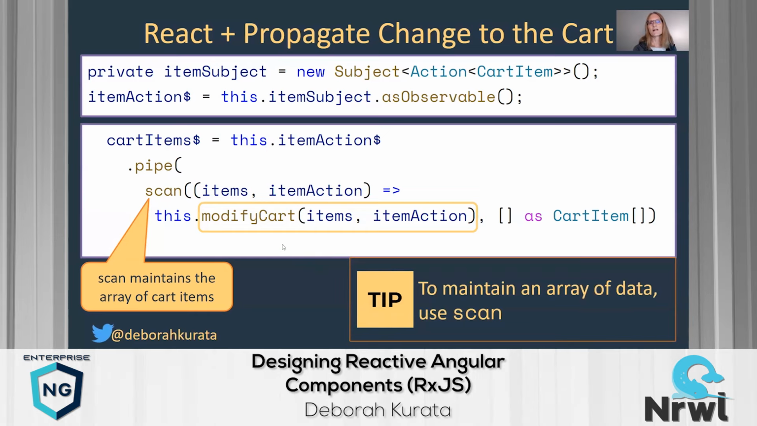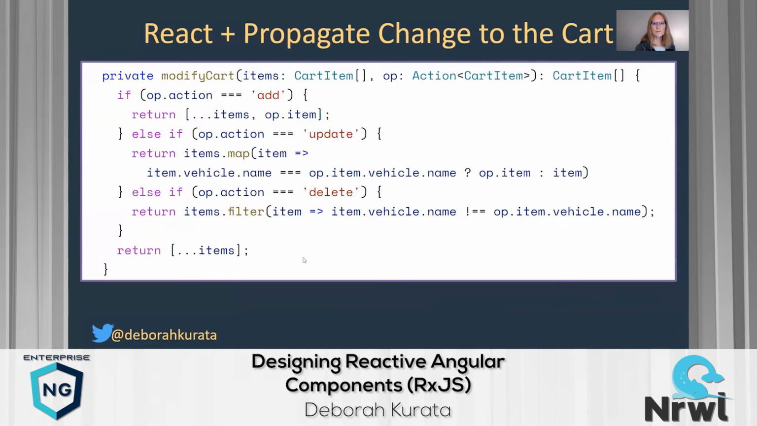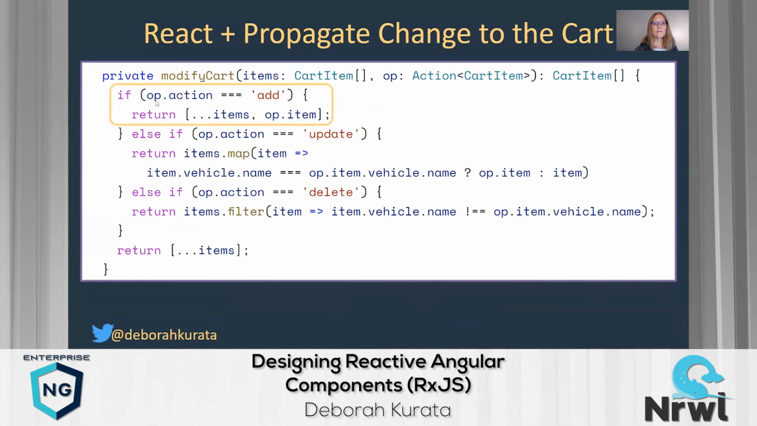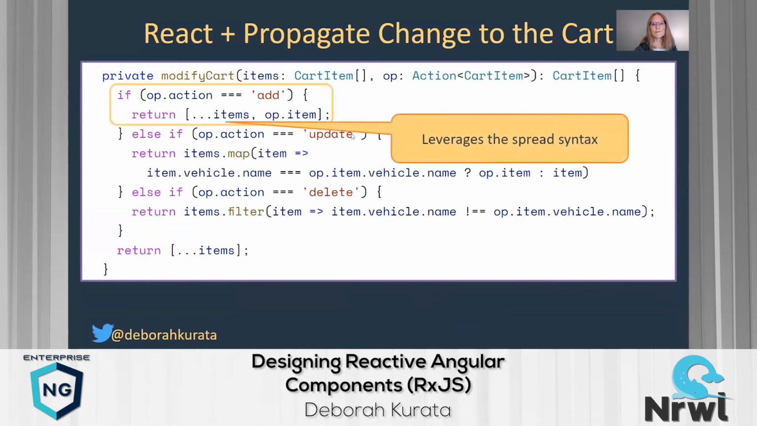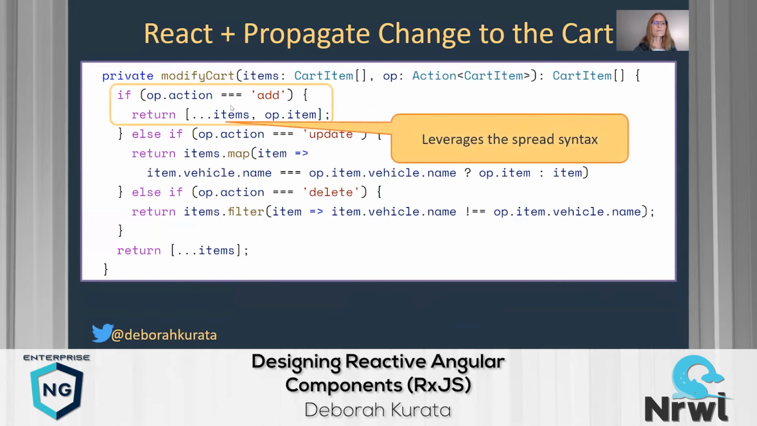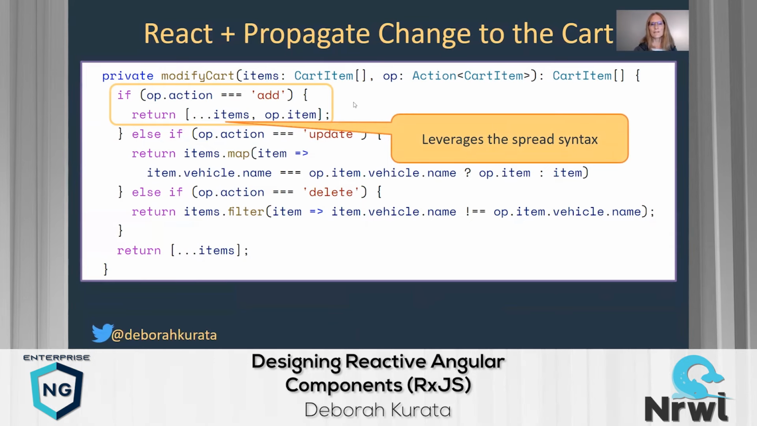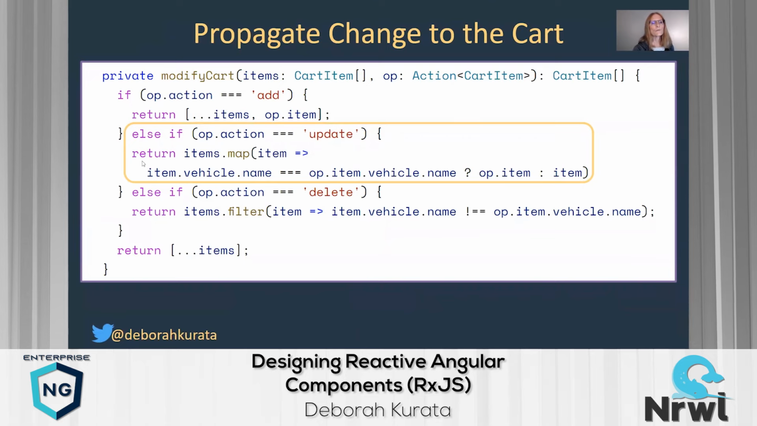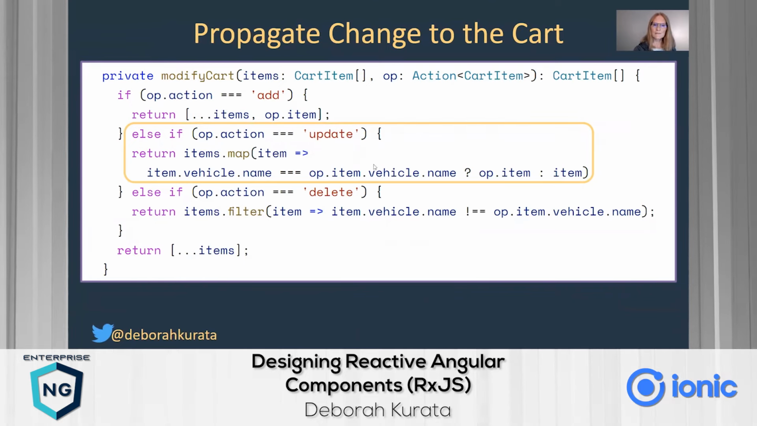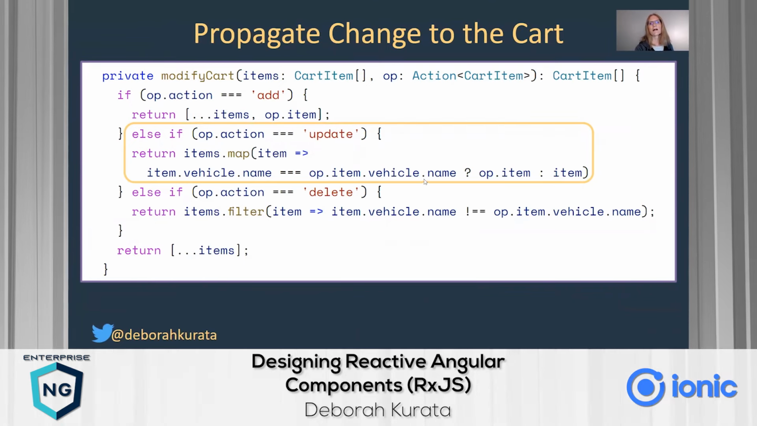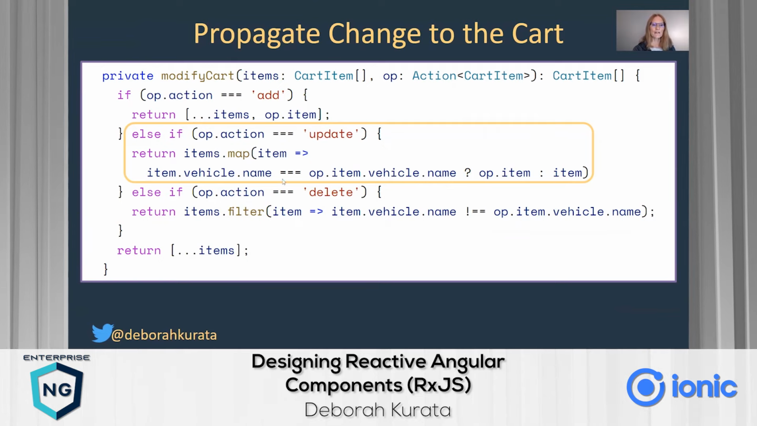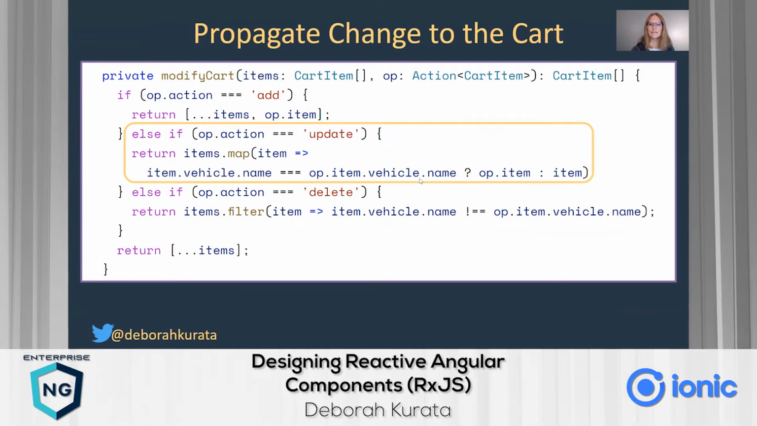So what does our modify cart look like? It would look something like this. If the action is add, we're going to use the spread syntax and spread the items from the cart into a new array and add the new item. On an update, we go through each item and we identify whether it's the changed item. And again, we're using the name because these don't have IDs.